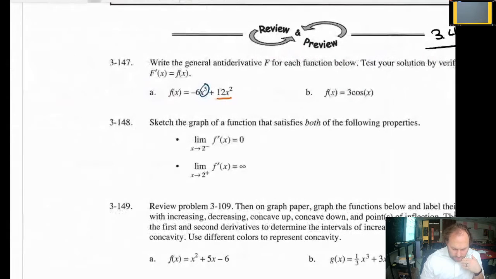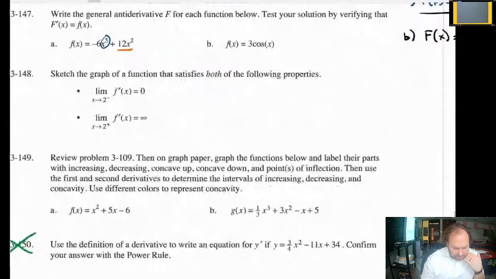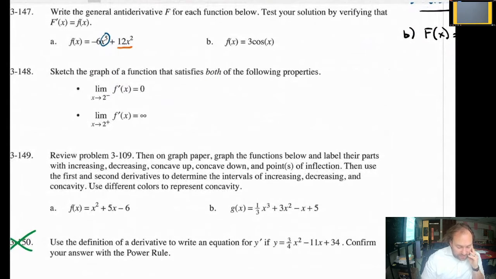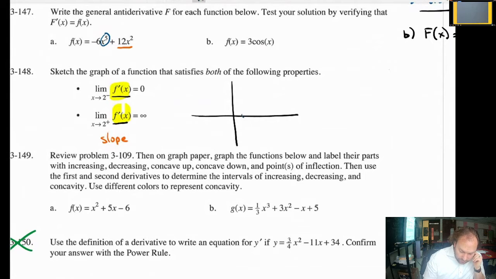Next question, 148, sketch the graph of a function that satisfies both of the following properties. It's got to have a limit as x approaches 2 from the left of f prime of x equaling 0, and f prime of x from the right has to be infinity. Now keep in mind that these are slopes. Since we're talking about f primes, we're thinking about the slope function as we get there. We can at least sketch a little graph right now. Let's go ahead and put 1, 2, and we'll kind of put a vertical dotted line to start thinking about how we're going to make this happen.